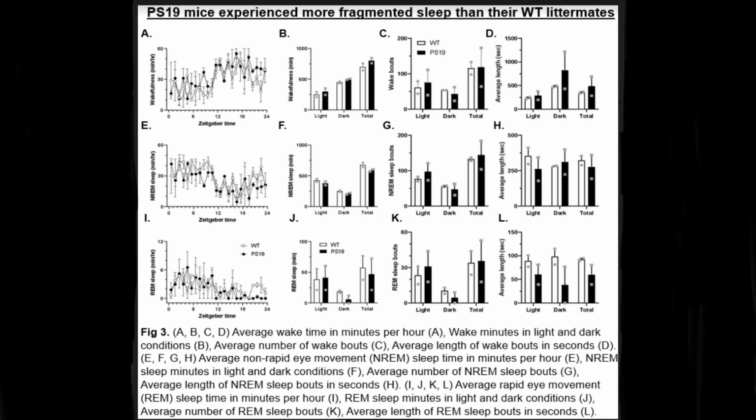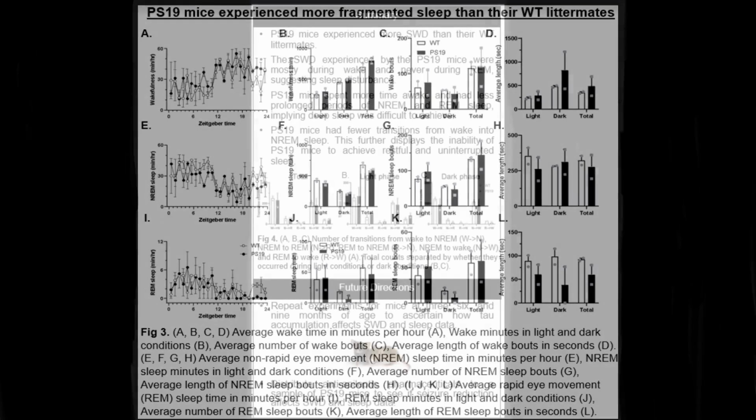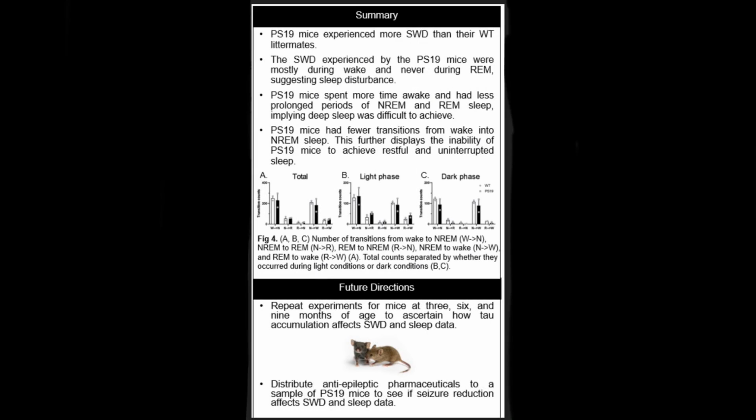Figures 3i through 3l show the same trends for rapid eye movement sleep bouts, once more suggesting transgenic animals are experiencing less prolonged sleep. To summarize, the increased spike wave discharges experienced by PS19 transgenic mice were coupled with an increase in sleep disturbances. This could affect their disease progression due to the deleterious effects of lack of sleep on mental state. The sleep the PS19 transgenic mice did achieve was more fragmented.